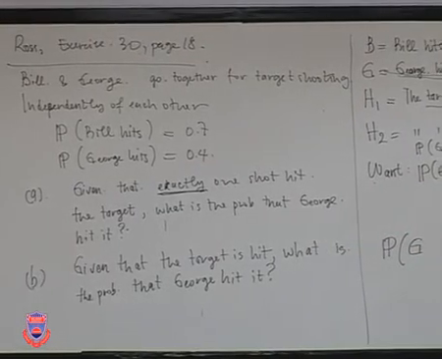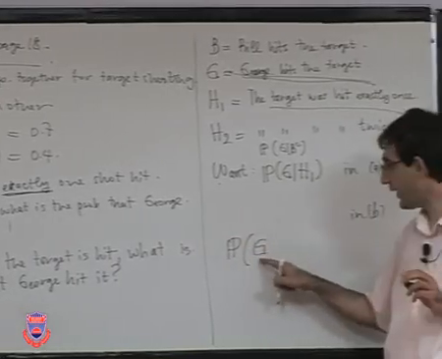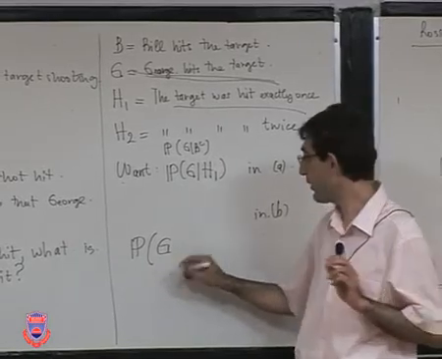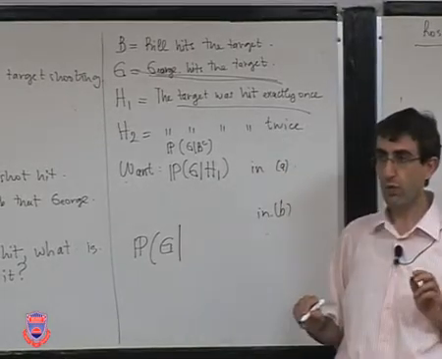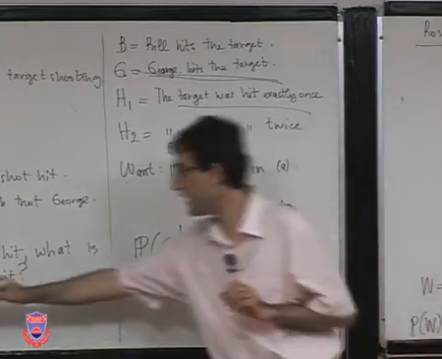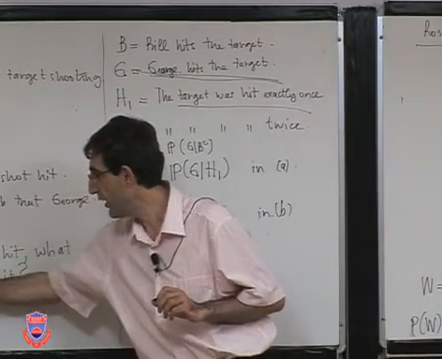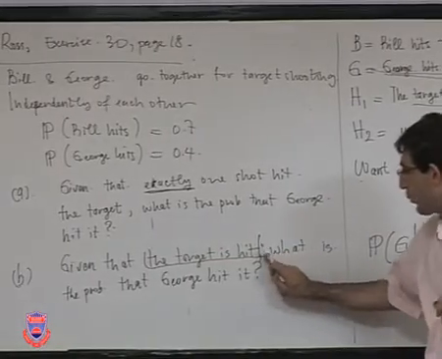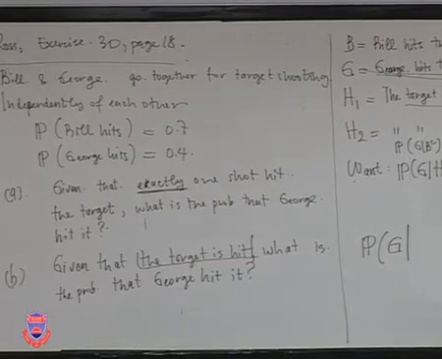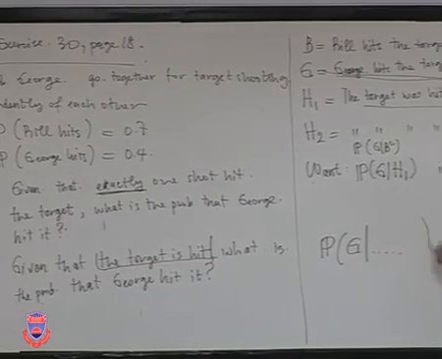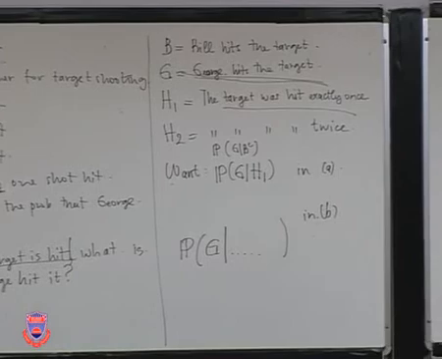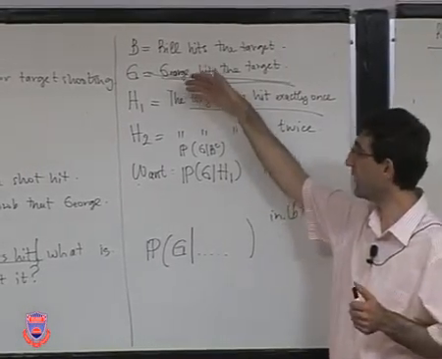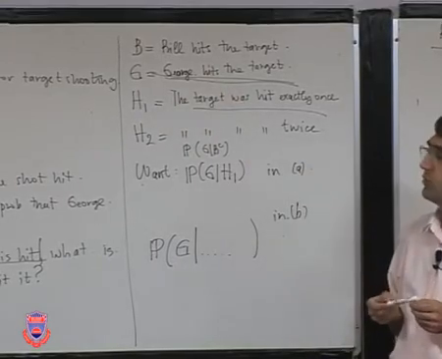That event is G. You would like to make an inference about the likelihood of this event, namely George was successful. You want to know the probability of that, but you are given further information. What is it? It is just hidden here, right after "given that": the target was hit. So we need to write something here and then close the parentheses. How can you express that information in terms of these 4 events?